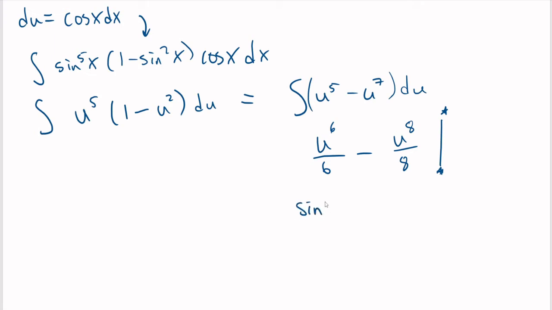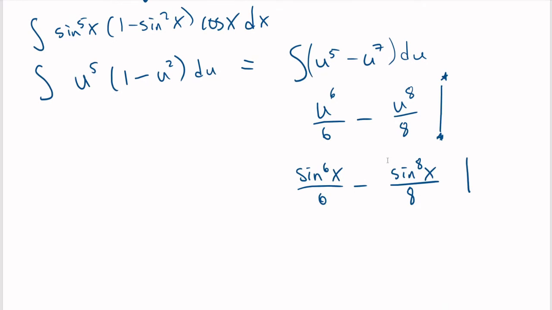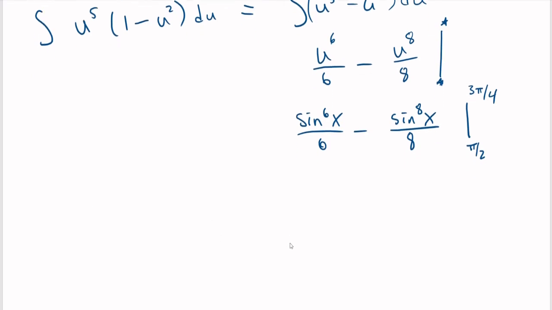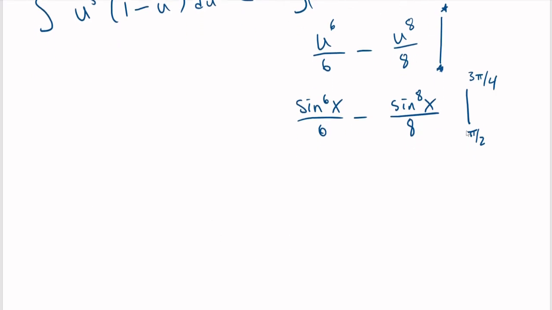So this is sine to the 6th x over 6 minus sine to the 8th x over 8, and it was from pi over 2 to 3 pi over 4. Okay. Awesome. All right, and now we just have to plug in. So let's do some plugging in then. So again, remember, this first, then this. So this is sine to the 6th of 3 pi over 4 over 6 minus sine to the 8th, 3 pi over 4 over 8.